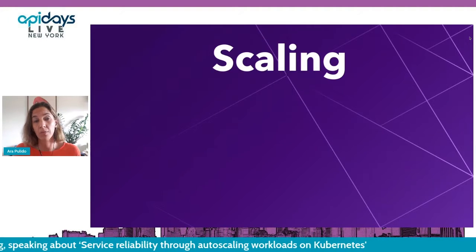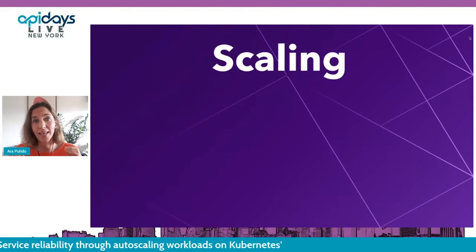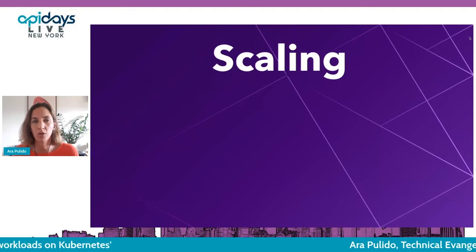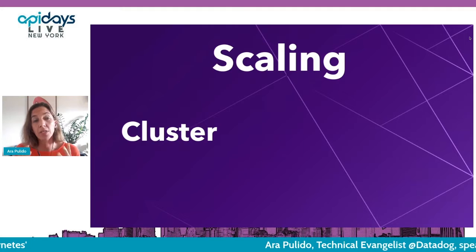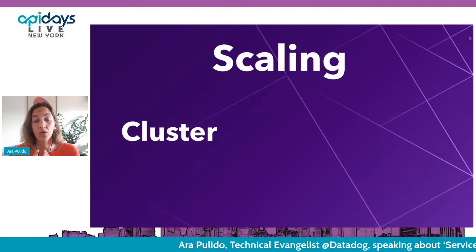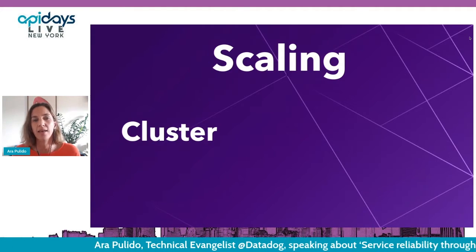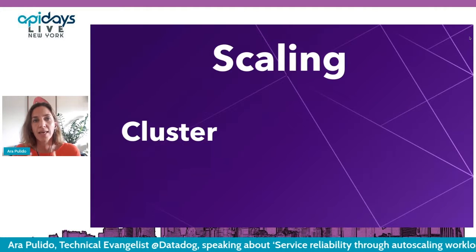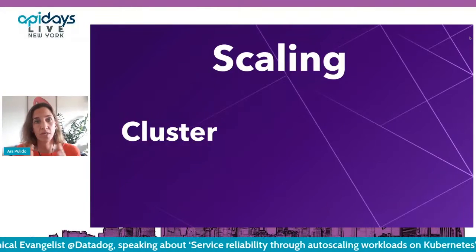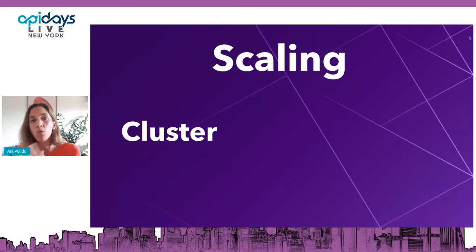But today we are going to be talking about scaling and scaling in Kubernetes. And when we talk about scaling in Kubernetes, we can be talking about two very different things. We can be talking about scaling your cluster. So if you have a cluster of Kubernetes, let's say with 5 nodes, scaling the cluster would mean, for example, adding more nodes, adding more VMs to that cluster, or increasing the size of the nodes that you already have. So increasing the CPU and memory, choosing a bigger VM for it.